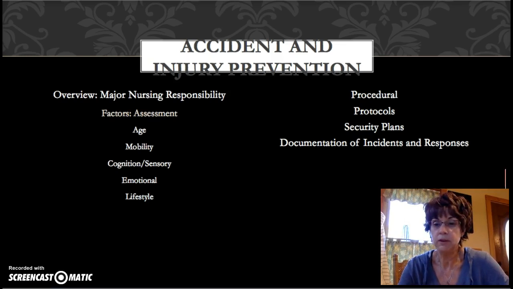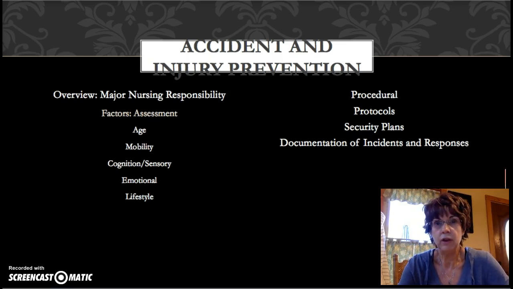Because if our patients can't protect themselves, we need to put interventions into place to help them. Assessment is the first major nursing intervention, and we need to look at age. We know older clients and very young clients, their age has a definite impact on how they can keep themselves safe. What about mobility? Falls are a huge risk in the hospital, huge risk even in the home environment.